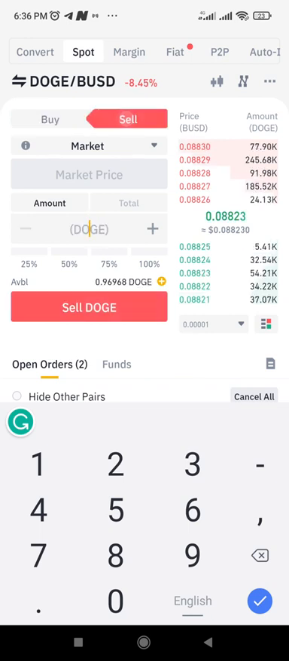The same thing with selling, right? So you come here, and when it is on market price, it's going to automatically buy the coin for you at the market price, which is any price at all that the market is at. It's going to buy it for you at that.